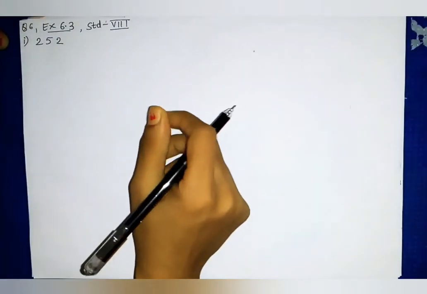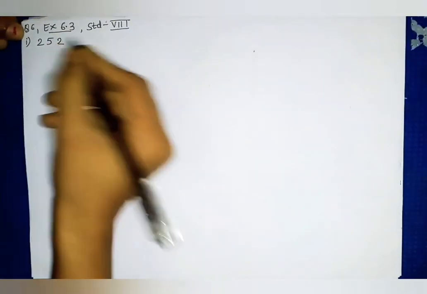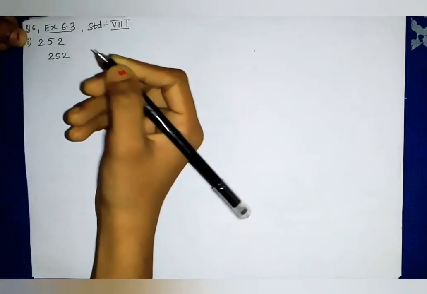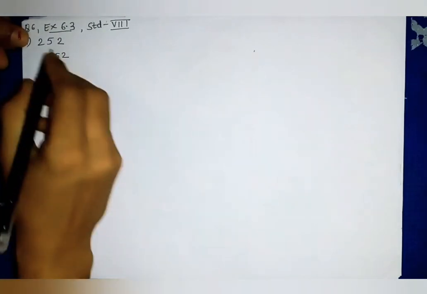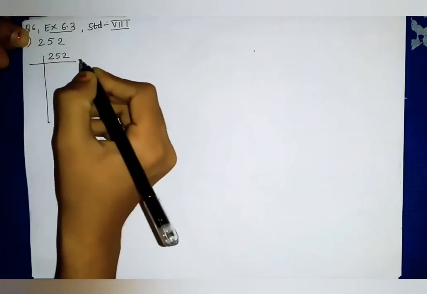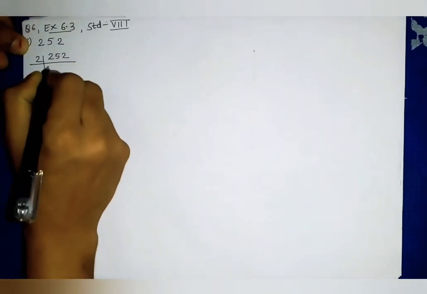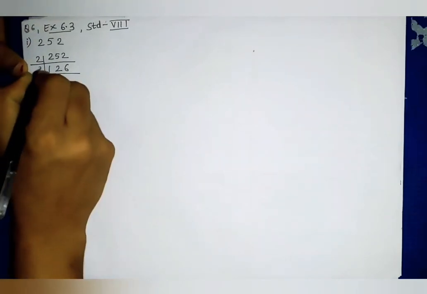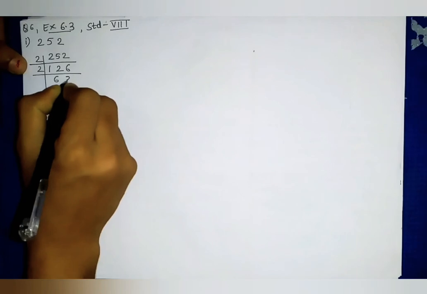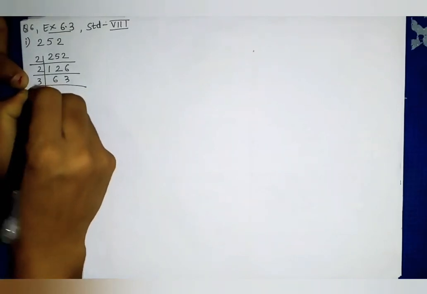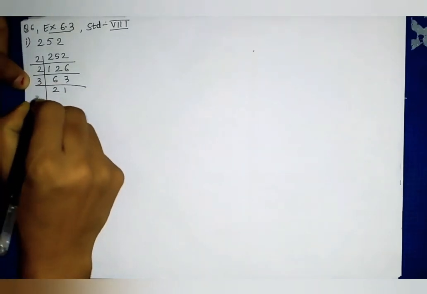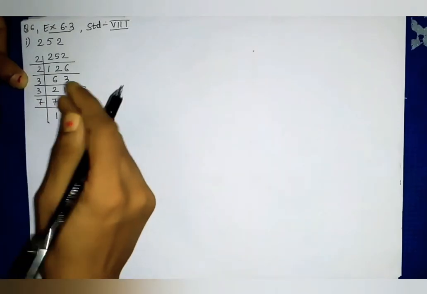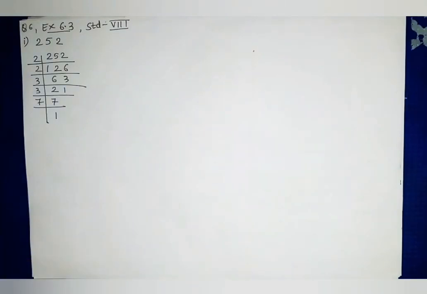So first one is, this is our first question, 252. So again first we will take out the factors of 252 by prime factorization method. We will start with 2. So 2 1s are 2, 2 2s are 4, 1 left, 2 6s are 12. Now again 2 6s are 12 and 2 3s are 6. Now we will take 3. So 3 2s are 6 and 3 1s are 3. Now 3 7s are 21 and 7 1s are 7. So these are the factors of 252.